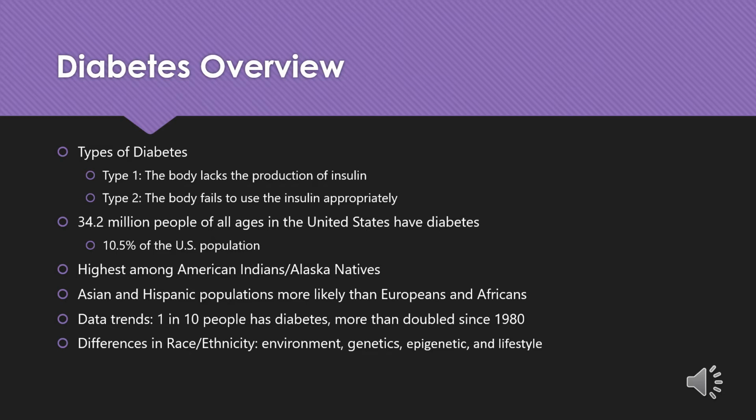1 in 10 people suffer from diabetes, which is double the amount of people than 1980. The differences in race and ethnicity, there's factors that contribute to that, which are environment, genetics, epigenetics, and lifestyle.